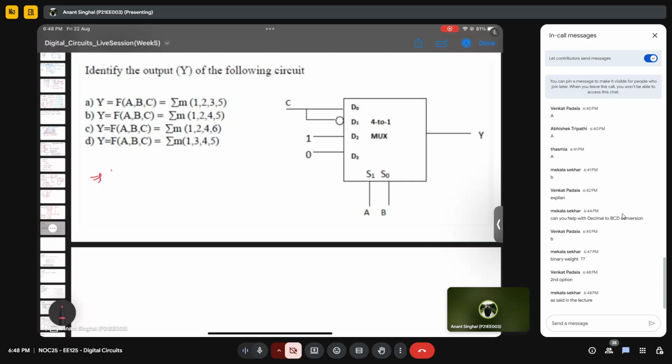So y will be first A bar B bar C plus A bar B C bar, and it's A B bar C and C bar. So I am writing both. It's A B bar C bar. So it's nothing but summation: 001 is 1. What else do I have? 010 is 2. 101 is 5. 100 is 4. So option B is the correct answer.